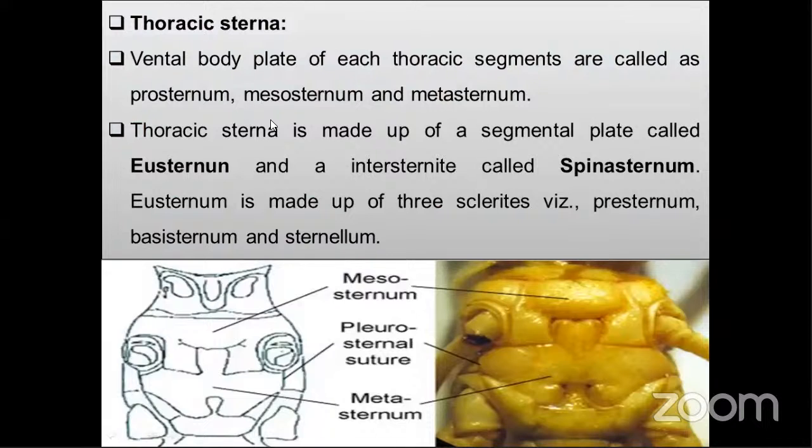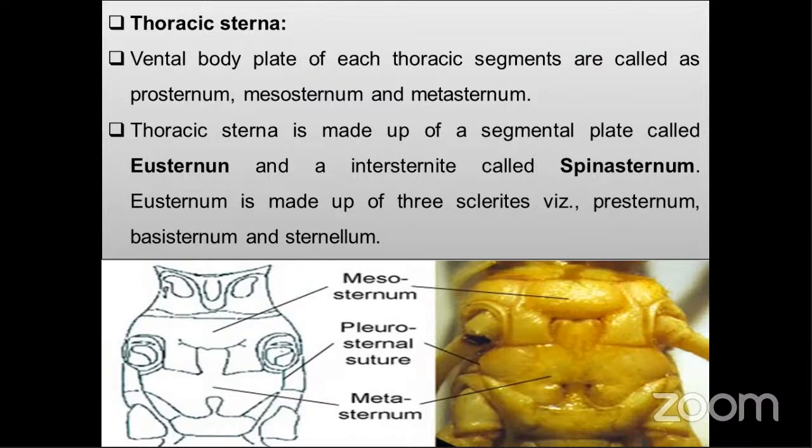Next, thoracic sternum, not pleurum. Sternum means the ventral part, you can see here. It is the ventral body plate of each thoracic segment. We call it prosternum, mesosternum, and metasternum: pro in the prothorax, meso in the mesothorax, meta in the metathorax. These thoracic sterna, which are made up of segmental plates, we call eusternum. You can remember this: eusternum and spinosternum.